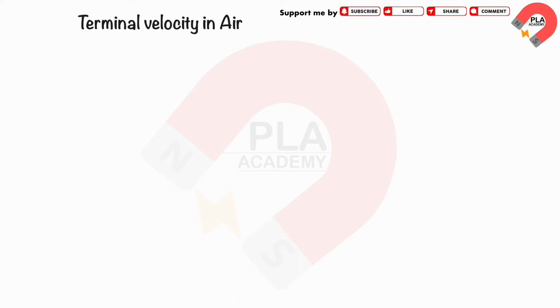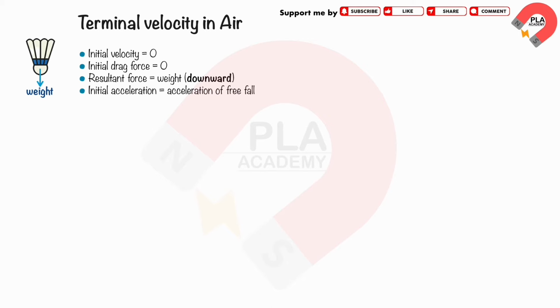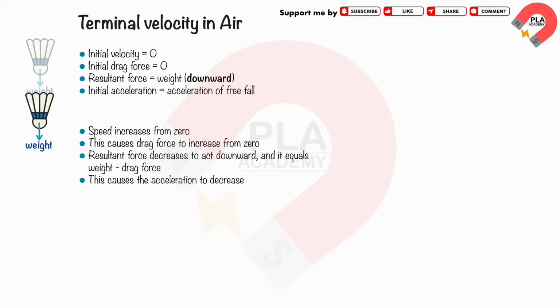Terminal velocity in air. A badminton shuttlecock, dropped from rest, will reach terminal velocity as it falls through the air. At the start, the initial velocity is 0, and the initial drag force is also 0. This causes the resultant force to equal the weight acting downward, so the initial acceleration is equal to the acceleration of free fall. When the badminton shuttlecock moves downward, its speed increases from 0, causing the drag force to increase from 0.